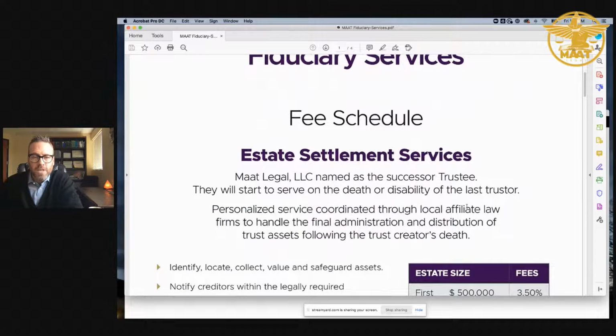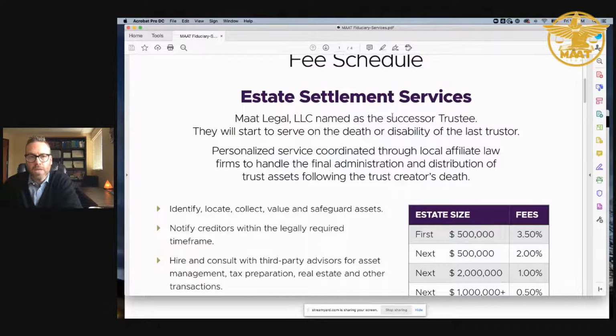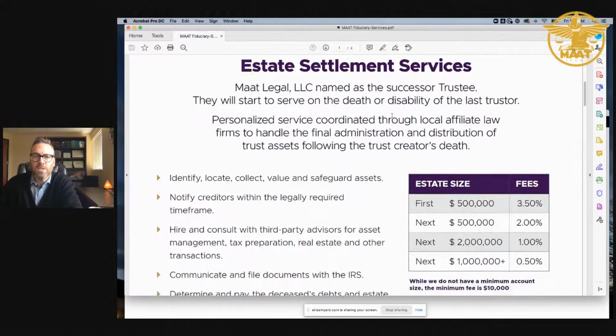So our fee schedule, and if you're shopping and you're looking at trustees, this is important. Estate settlement services. Next we're going to talk about trustee fees, but first estate settlement services. Mott Legal is named as a successor trustee, and they start serving on the death or disability of the last trustor. Estate settlement is the process of being appointed as a trustee and then distributing all of the assets.